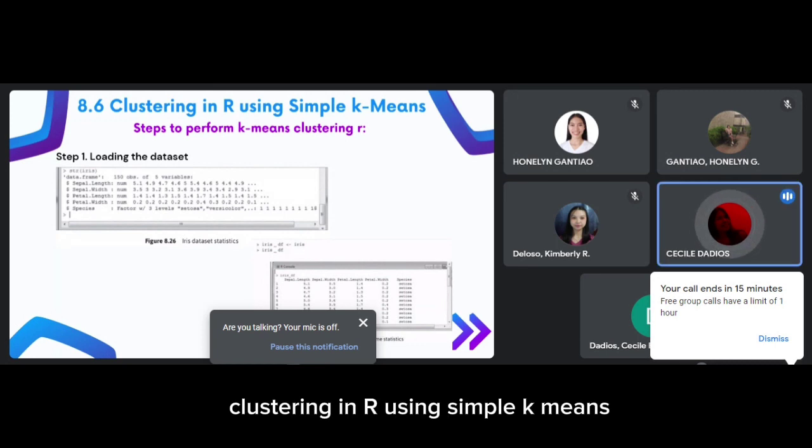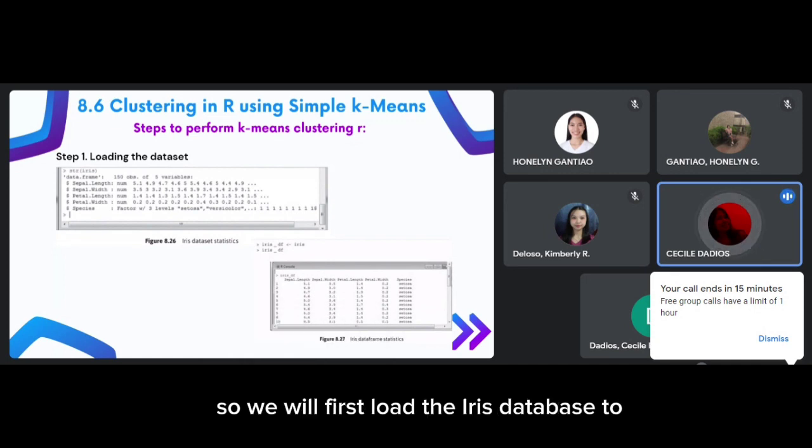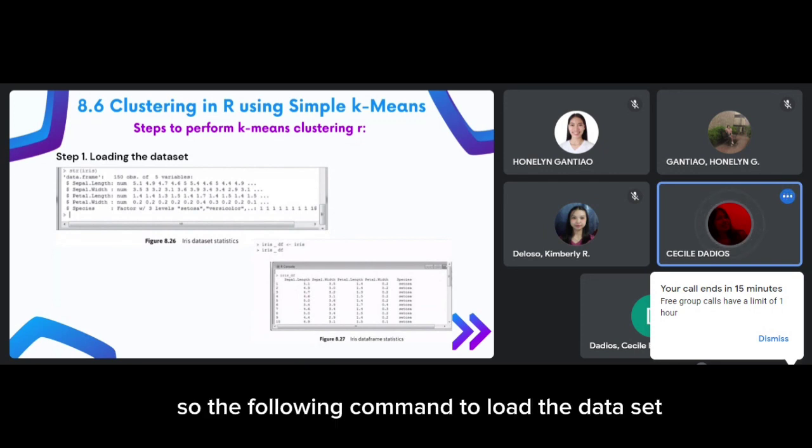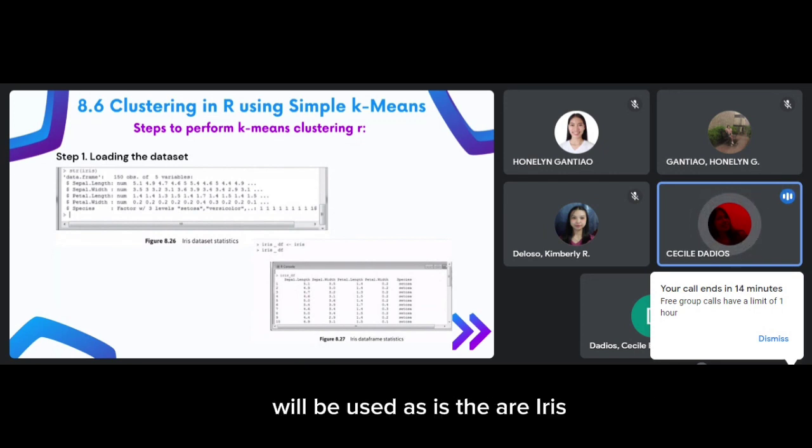Clustering in R using simple k-means. So the first step is loading the dataset. We will first load the iris dataset to perform clustering. Since the iris dataset is widely used, the R community has already provided it as part of R's built-in data, and we can immediately start using it in R. So the following command to load the dataset will be used: str(iris).